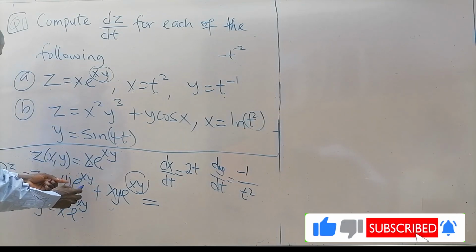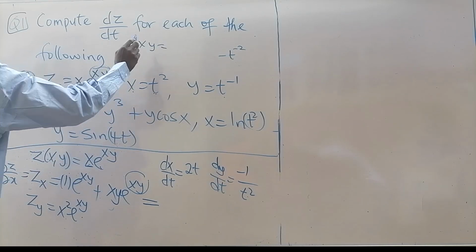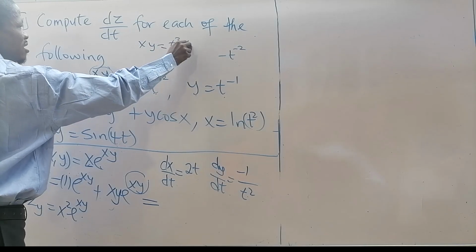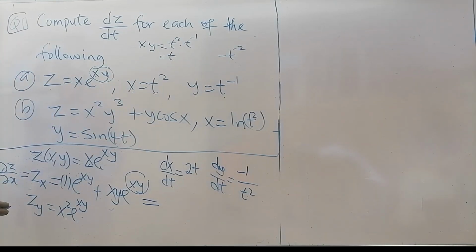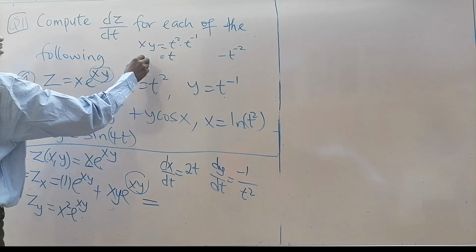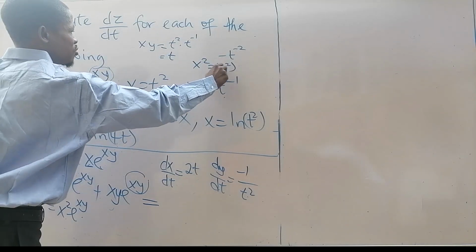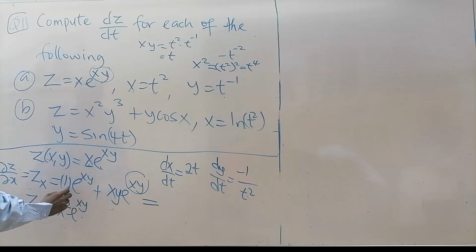So we can make substitution. xy is equal to this one times this one. That's t² times t⁻¹, so xy is t. What again do we need? x squared will be equal to t to the power 2, that's t squared to the power 2, that's t⁴. This one, these are del z, del x.